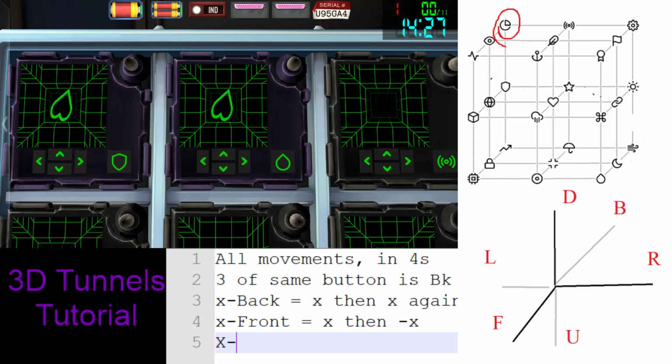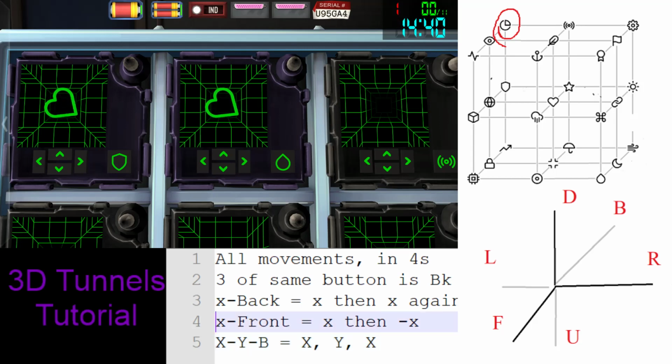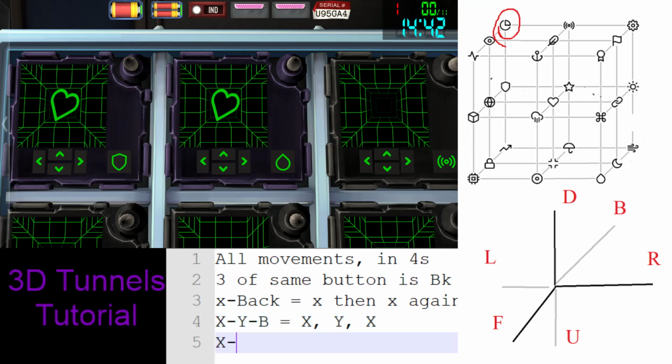So I'm going to call this XY front, or back. So we do X, then Y, and then we do X. If we're going backwards, we're going to do X the same direction. If we're going to the front, we're going to do X, then Y, and then the opposite of X. And this really gets us to any square we want.